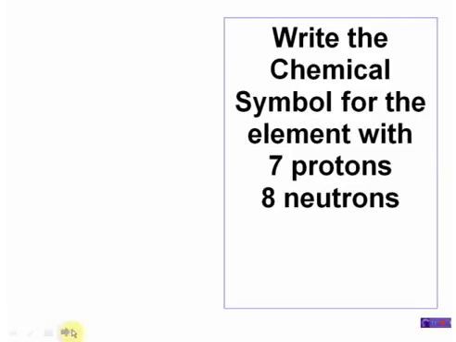Okay, let's go back to this now, writing the chemical symbol for the element with 7 protons and 8 neutrons. If you want to press pause, go for it. Otherwise, I'm going to attack this problem. Let's go. I have 7 protons. 7 is my atomic number. I have 8 neutrons, and when I add the two up, I have 15 as my mass. Alright, so 15 is my mass number.